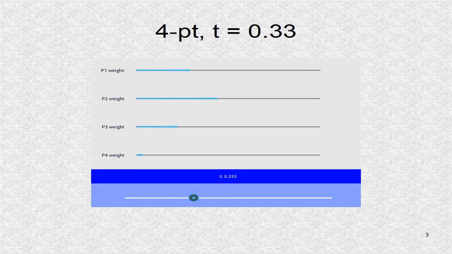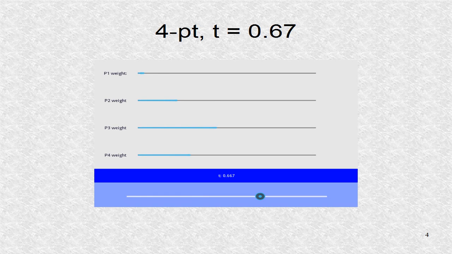3. As t increases to 0.33, P1 weight decreases and P2 increases to a maximum value. The Bezier curve at that point will be a linear combination of all 4 points, however P2 dominates. 4. At t equals 0.67, P1 weight is almost 0, P2 has decreased and P3 is at a maximum. The linear combination of the weights will get the Bezier curve. At that t, however, it should be close to P3.